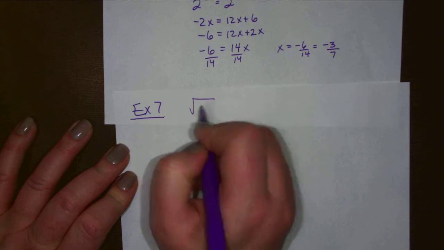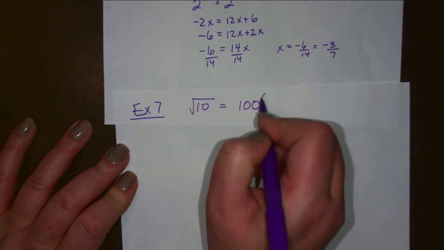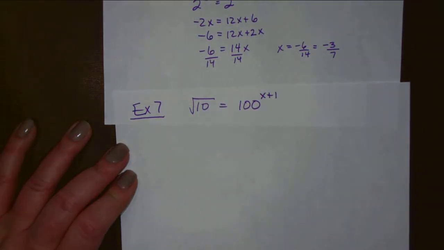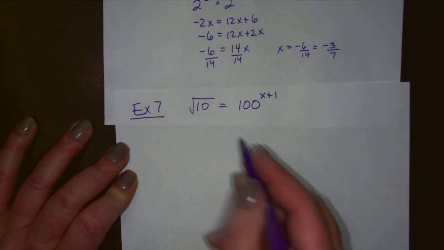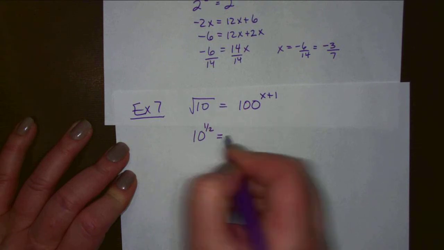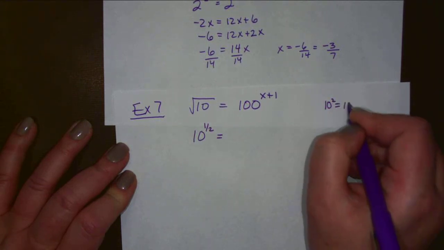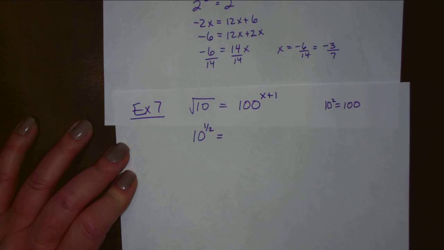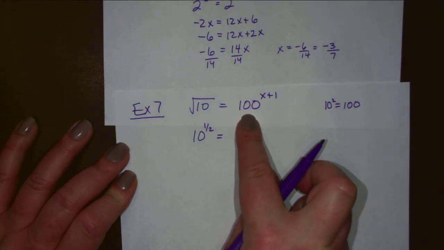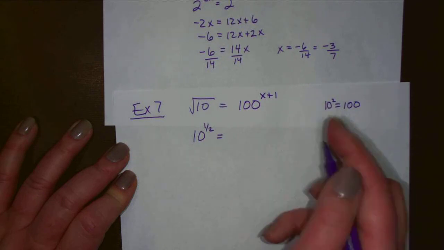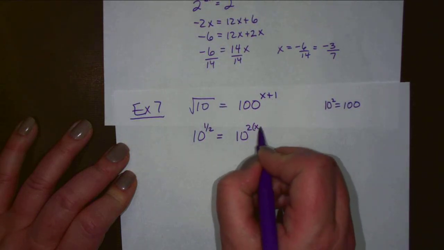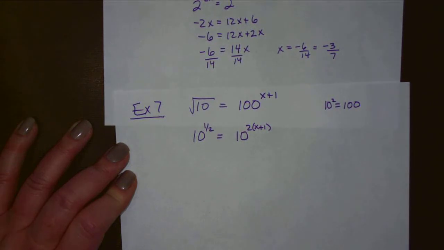So let's say, for example, number 7 is square root of 10 is equal to 100 to the x plus 1. Now when I put a radical in there, people get confused, but what is the power? 10 to the what power on this side? A half. So you'd write that as 10 to the power half. And 100 is 10 squared. So on this side, what would we write? 10 squared times x plus 1. So this would be 10 to the 2 x plus 1. Multiply the exponents. And now we've got a base 10 on both sides.